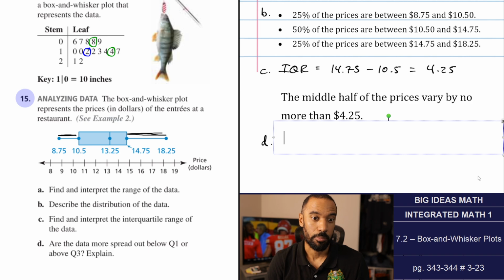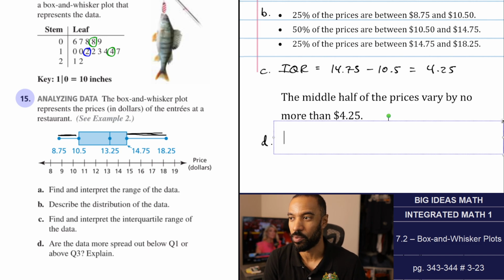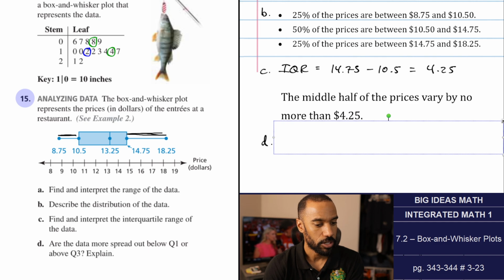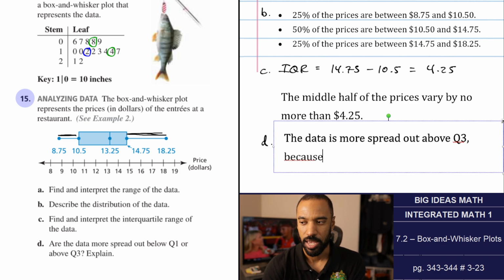It's just comparing the whiskers. These are evenly scaled values. These go by ones each time here. So just use a ruler, measure which one's longer. That's all we really got to refer to, which whisker's longer. So above Q3, the data is spread out above Q3 because it has a longer whisker.